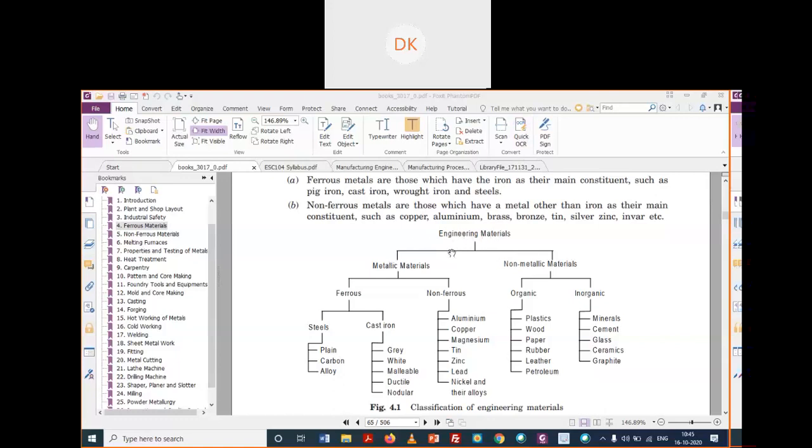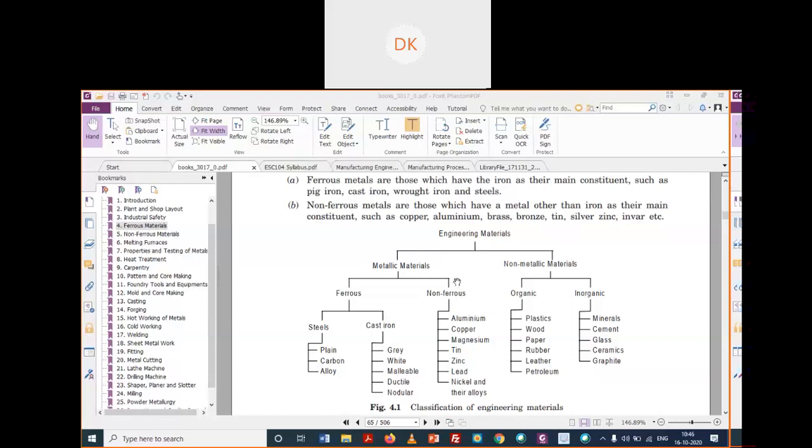So that will be classified into two ways. One is metallic materials, one is non-metallic materials. Among the metallic materials, there will be two categories: one is ferrous, one is non-ferrous. Ferrous materials, you all know, have iron as their main constituent, such as pig iron, cast iron, wrought iron, steels. Similarly, we have non-ferrous materials like copper, aluminum, brass, bronze, tin, silver, zinc. Those are examples of non-ferrous.